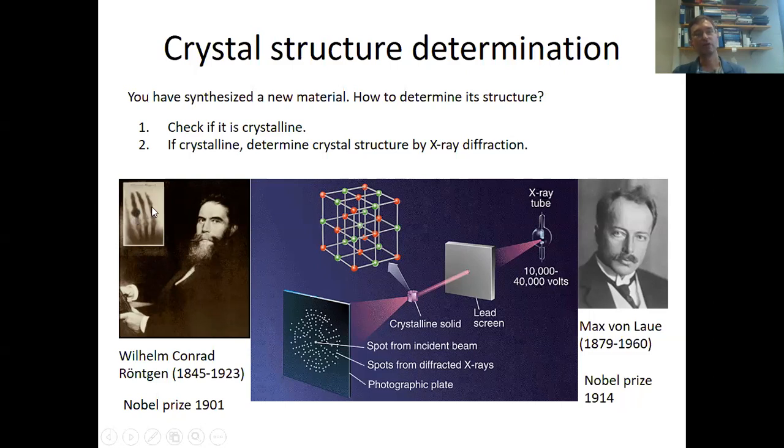Okay? So that image is not being produced because of the phenomenon of X-ray diffraction, but because of the phenomenon of X-ray absorption. So the bones absorb more X-rays than the flesh around it. So for that reason, we can image the bones within a hand using X-rays. However, this is not X-ray diffraction. X-ray diffraction was discovered by Max von Laue, who also received the Nobel Prize for his discovery in the year 1914.